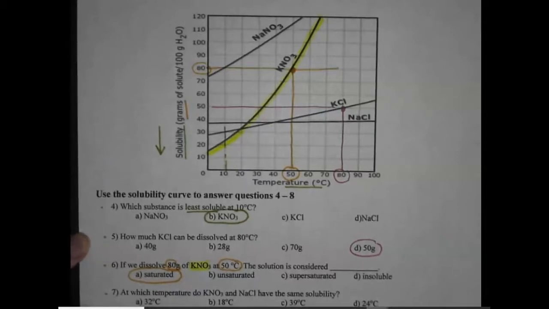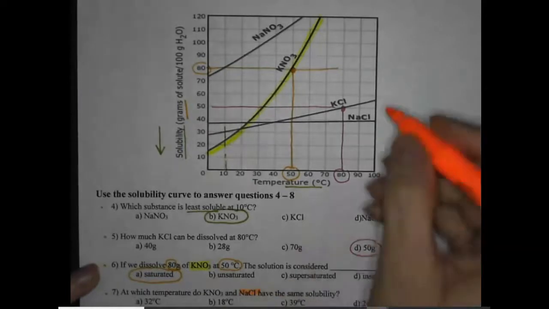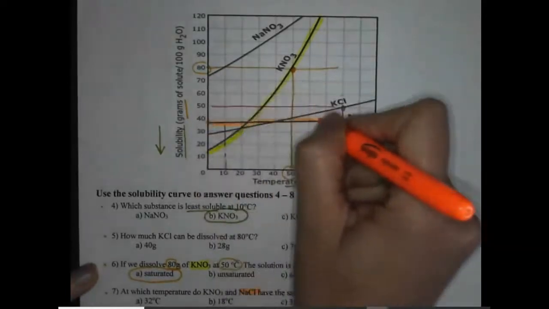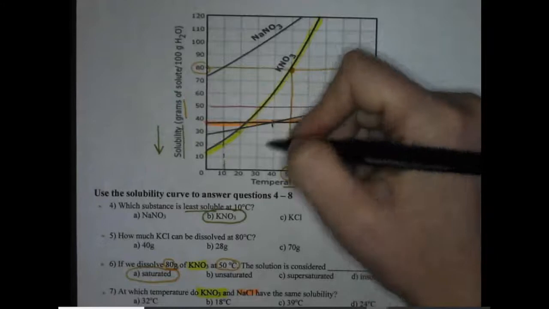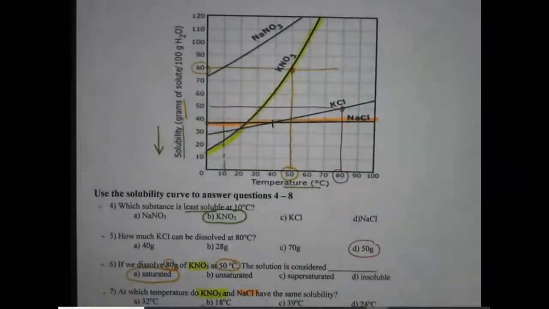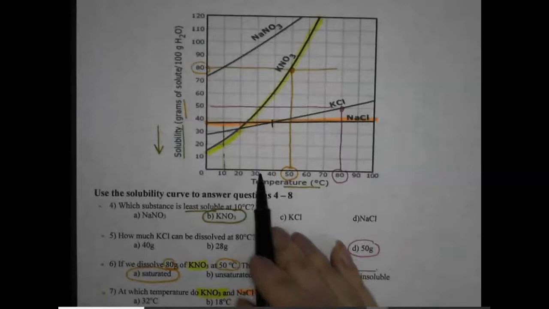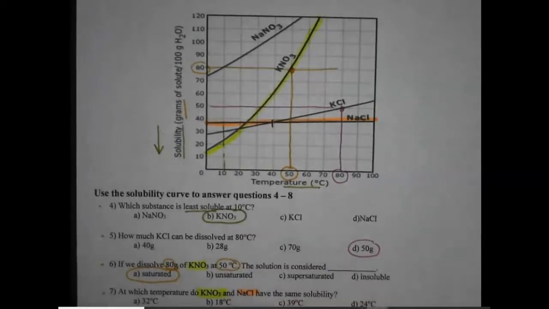Number 7. At what temperature do potassium nitrate and sodium chloride have the same solubility? I'm going to grab some quick colors. NaCl is this one right here, and potassium nitrate, I already made my yellow line. So where do they have the same solubility? Where do they cross? They cross right there. This looks like it's just in front of 40 degrees, so not over here at 32, definitely not 18. 39 degrees looks great.